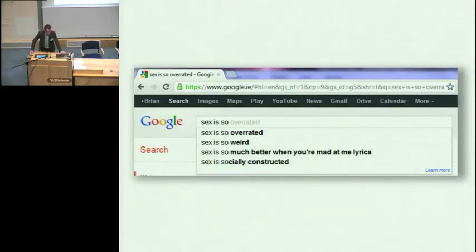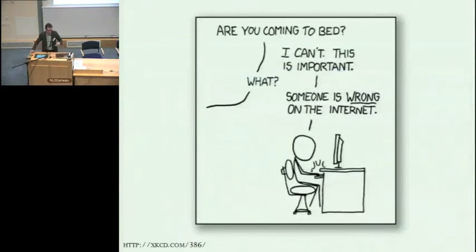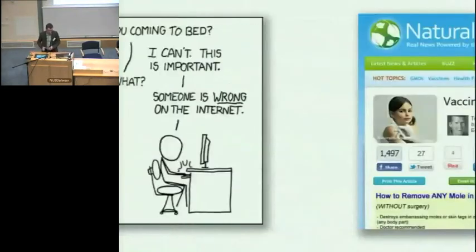So science is, or sex is so overrated, so weird, so much better, and socially constructed. All right, okay. So people look at things on the internet, you get some insight. And you can sort of make it your business to go around correcting people. But that's quite a difficult thing to do single-handedly.